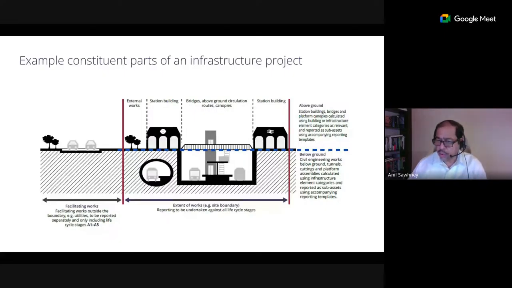So the extent of work site boundary, this is your boundary. Above ground station buildings, bridges, and platform canopies are calculated using building or infrastructure element categories as relevant and reported as sub-assets using the template that RICS provided. Then below ground civil engineering works, tunnels, all cutting, all platform assemblies are calculated using infrastructure element categories and reported as sub-assets using the infrastructure reporting template that RICS provides.